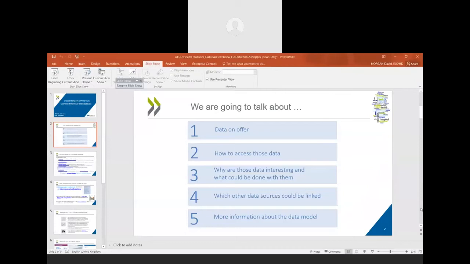So what I'm going to talk about is really the range of data that we have in the OECD health database, a quick run through of how to access those data, some examples really of why these data could be interesting to this competition, and the kind of things that could be done with it. Within that, what other kind of data sources could be linked to it to make it even more interesting? And then a bit more information about if you need further contact with us here about the database and to have some further questions.